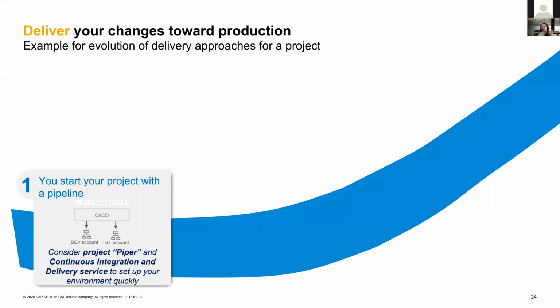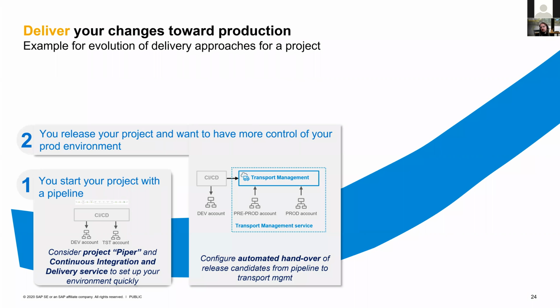Basically, I come up with a very simple project, the first project where I want to apply DevOps principles on SAP Cloud Platform. So I use the CI/CD service or Project Piper to set up a pipeline, have a very easy running environment, and can gain from the agility that the approach offers. As soon as it comes towards production or release time, you then configure the defined handover into transport management, meaning the operations team can regain control of all those different projects that have started pretty simple with the pipelines.